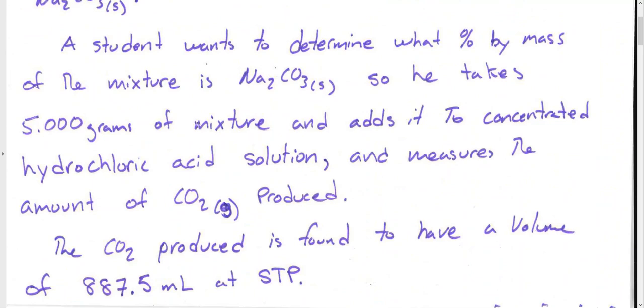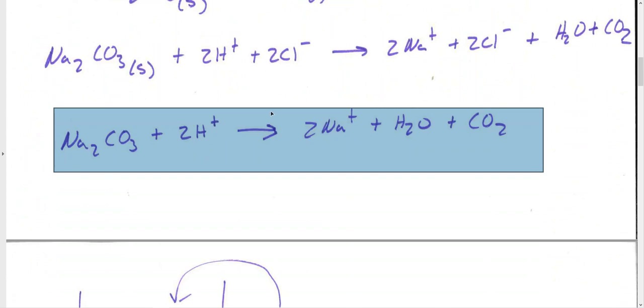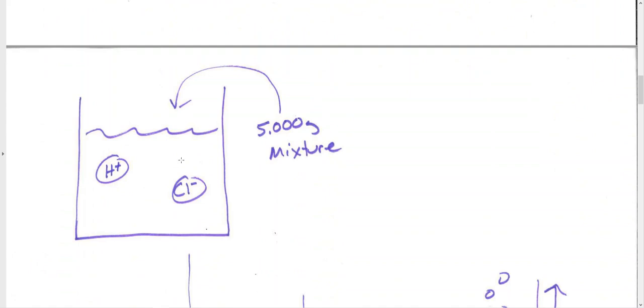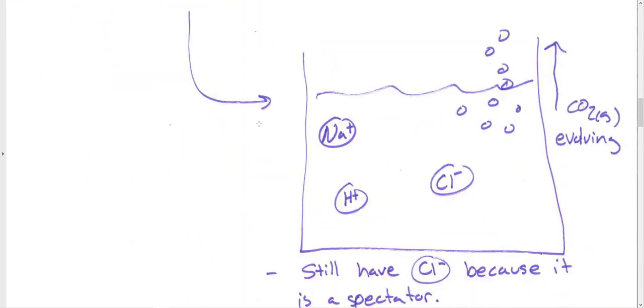Remember, this mixture had NaCl and sodium carbonate. The NaCl is not reacting with the hydrochloric acid. It's dissolving in the solution, but it's not reacting with the hydrochloric acid. So it's really just the sodium carbonate that's reacting, okay? So we don't care about the sodium chloride right now. So if we want to visualize what's happening, we have an HCl mixture. We have excess H plus and Cl minus, but we draw that dissociated. We took the 5-gram solid sample, we threw it in that solution, and what will we see?